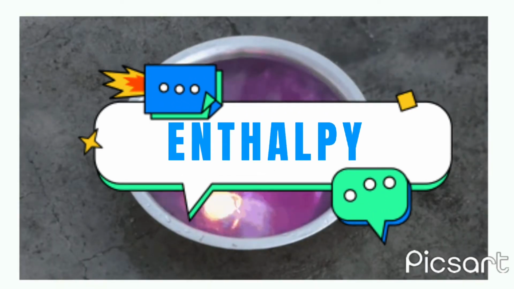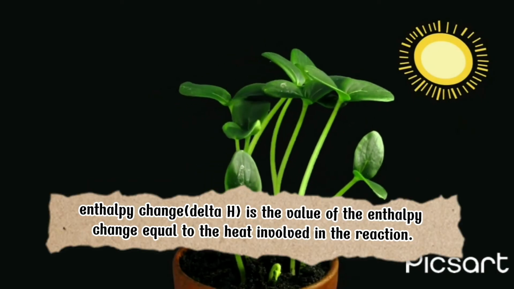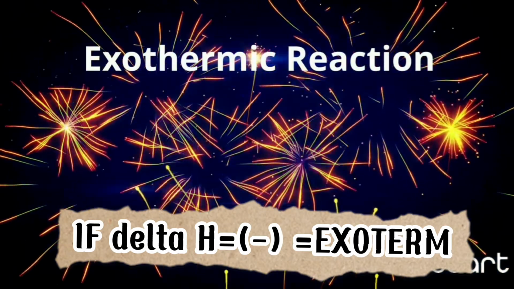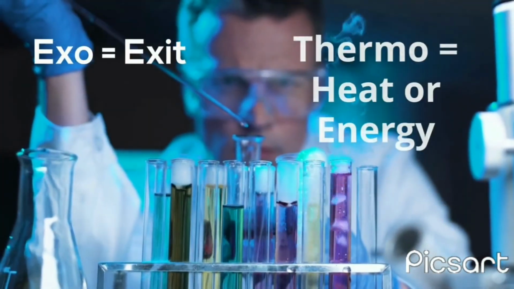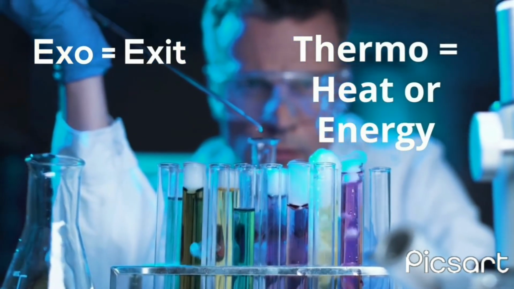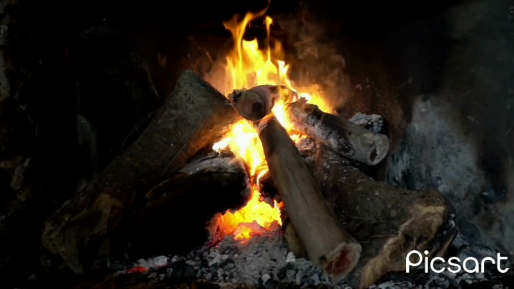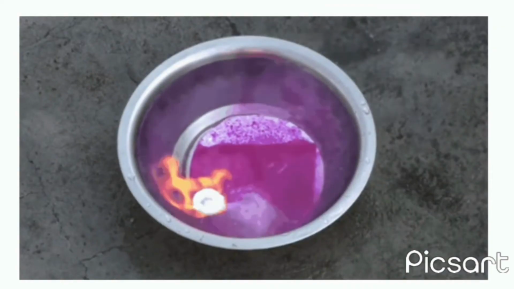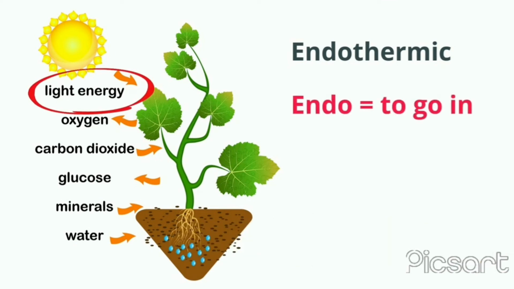Next, enthalpy. Enthalpy is the energy passed by the system. The enthalpy change is equal to the heat. Exothermic reaction: if delta H is negative, it is exothermic. Exo is exit, thermo is heat or energy. Exothermic is the transfer of heat from the system to the surroundings, or releasing heat. Next, endothermic. Endothermic is the process of heat transfer from the surroundings to the system, or absorbed heat.